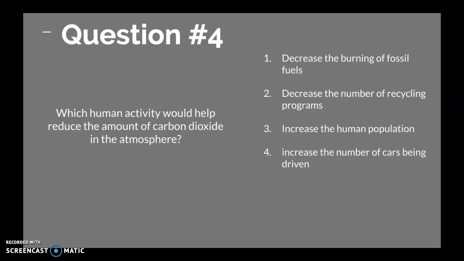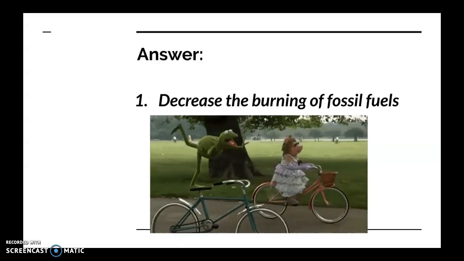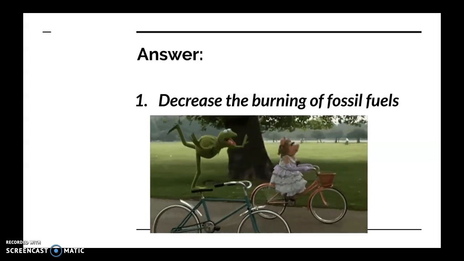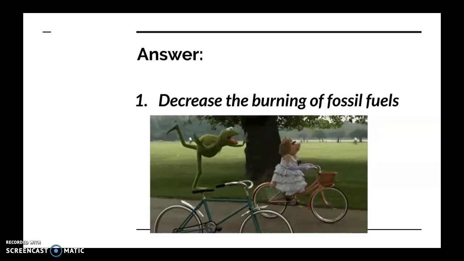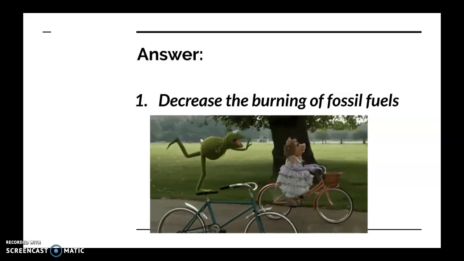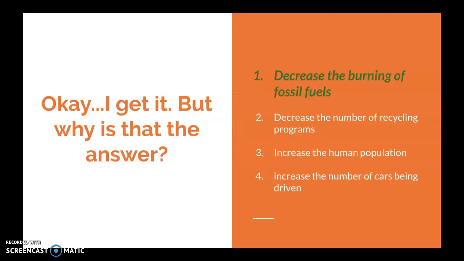Which human activity would help reduce the amount of carbon dioxide in the atmosphere? Is it decreasing fossil fuels, decreasing the number of recycling programs, increase the human population, increase the number of cars being driven? I don't know, you tell me. But hey, Mrs. Piggy and Kermit the Frog, they know what's up. By riding their bikes and not driving somewhere, they decrease the burning of fossil fuels. Why isn't it these other ones? Well, if you decrease the number of recycle programs, that would not help. Increase the human population? Oh geez, that would definitely not help. More people, more energy, more stuff to use, more pollution.